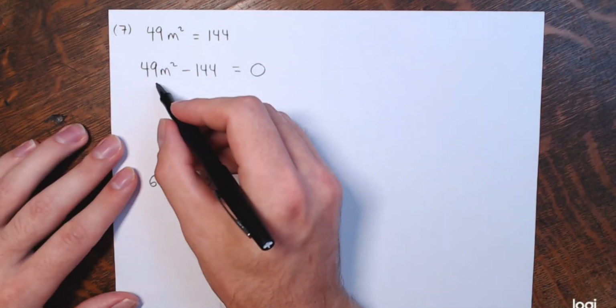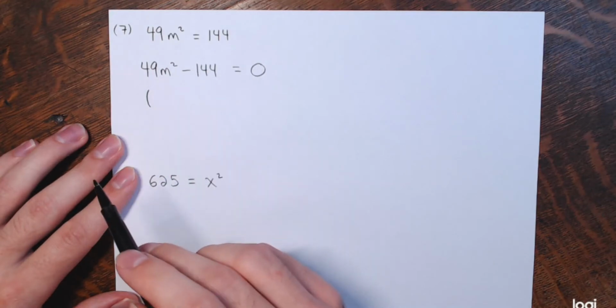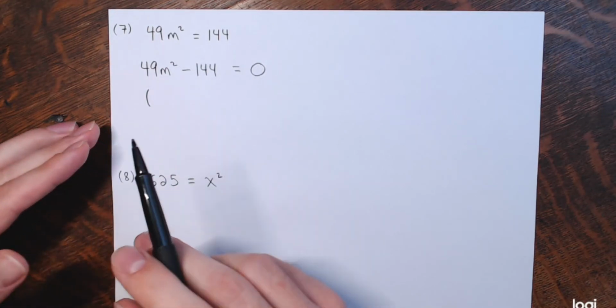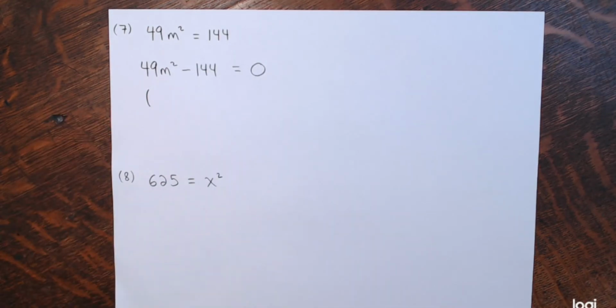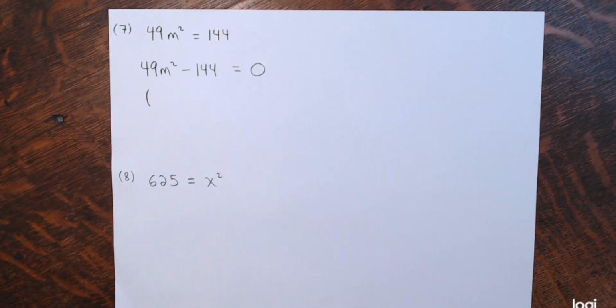Now, this is a difference of squares, right? There are two terms, right? Remember, two-term polynomials can only be factored one if there's a greatest common factor, which these don't have, two if they're a difference of squares, three if they're a sum of cubes, or four if they're a difference of cubes. And that's really it.